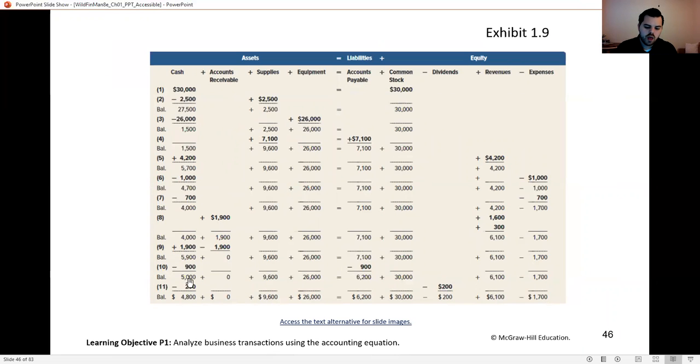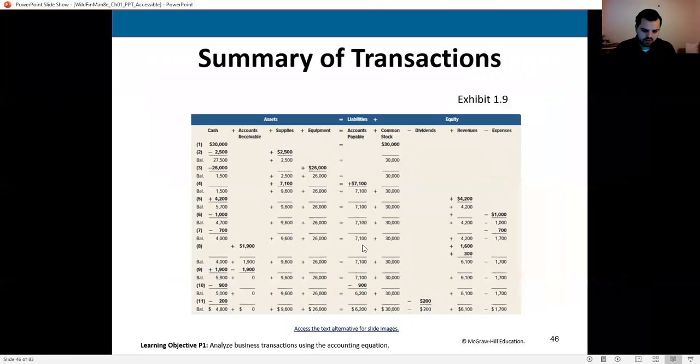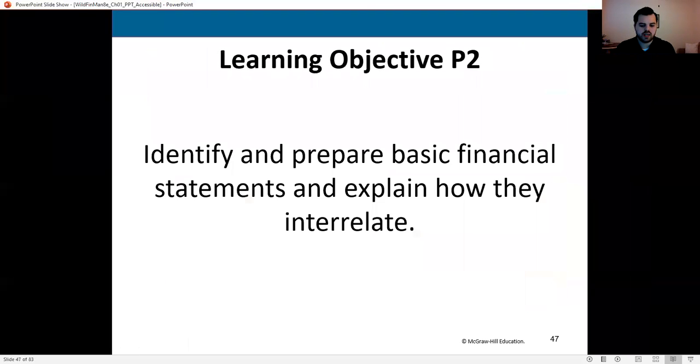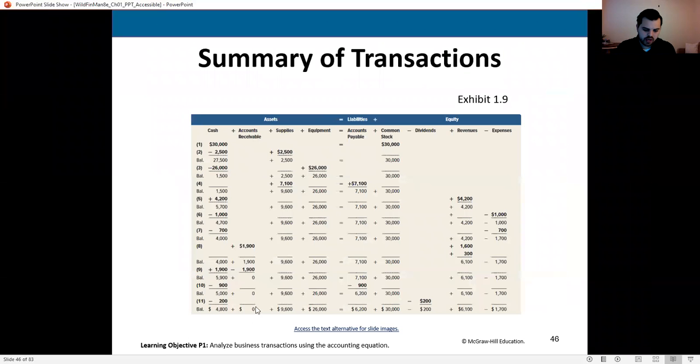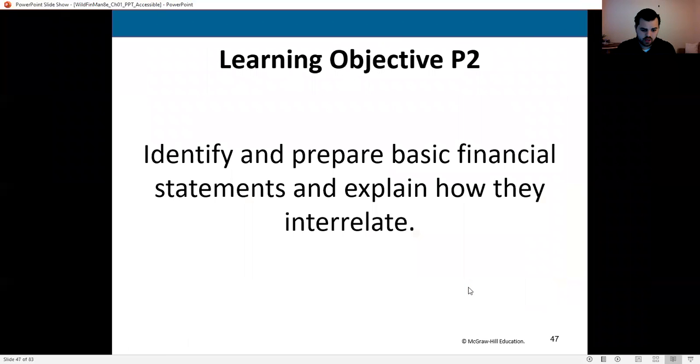You'll notice here in total, we come down and see our cash of $4,800, our supplies, our equipment, and all that stuff. If we were to total all of this out, we would find that our total assets will in fact equal our total liabilities and equity. So adding the 48 and the 96 to 26 will equal out to the 62 plus the 30 minus the 200 plus the 61 minus the 17.